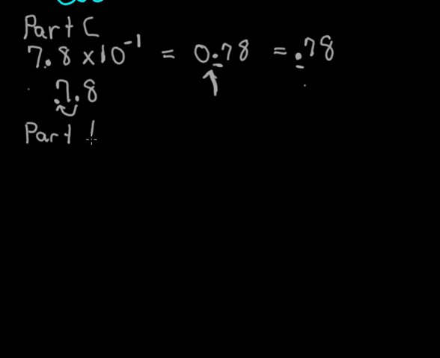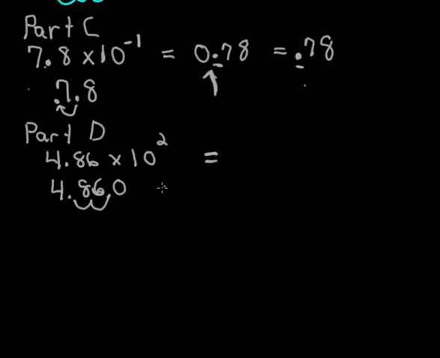So for part D, I have 4.86 times 10 to the second power. So I write my 4.86. Now I'll add just a 0 because I know I'm going to move 1, 2 to the right, positive, so I should get a big number. And so I write that as 486.